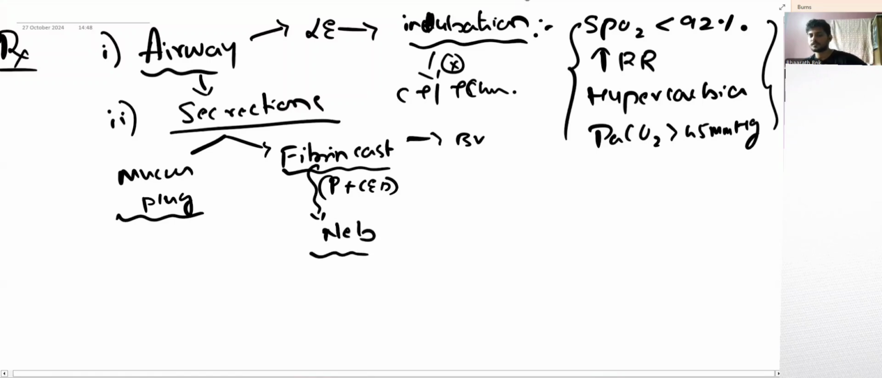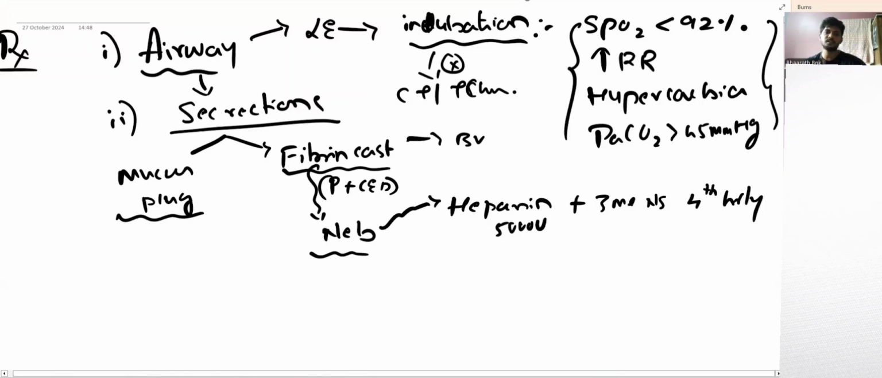So, what are the nebulizations that are available? First thing is the nebulization for a fibrin cast is heparin. You take heparin of 5,000 units and you mix it with 3 ml of normal saline and you give nebulization every 4th hour. Initially, this IV heparin was used in burn patients, but you know IV heparin causes coagulopathy.